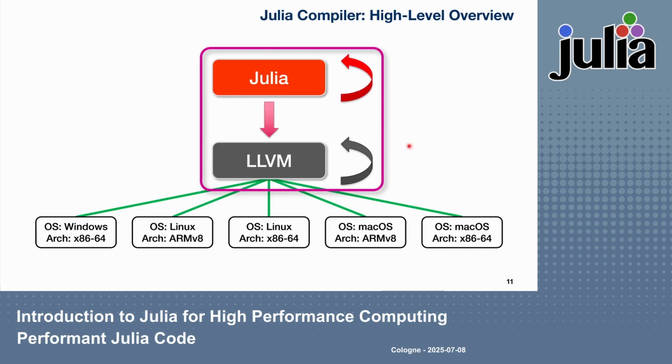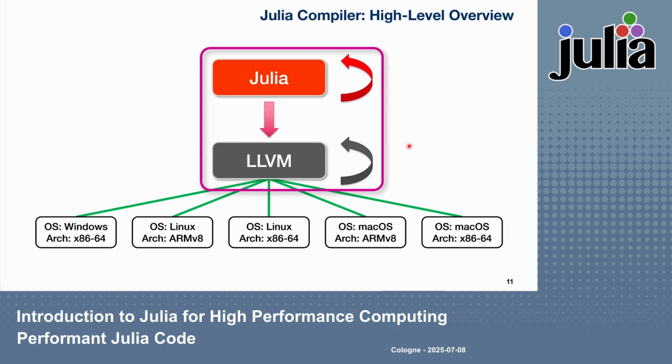And so let's continue with how the Julia compiler works. This is a very high-level overview. The Julia compiler has 2 parts. The first part is, of course, the so-called Julia compiler, which will process your Julia code and then send it to the backend.